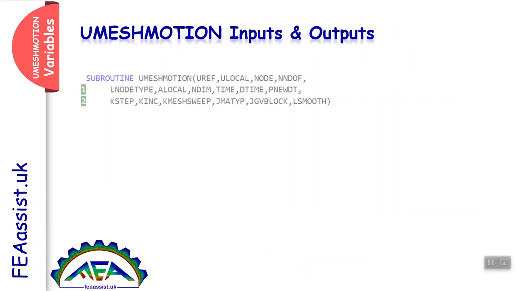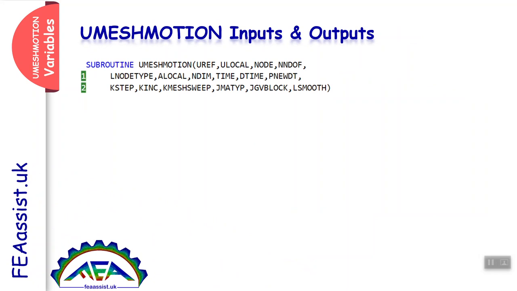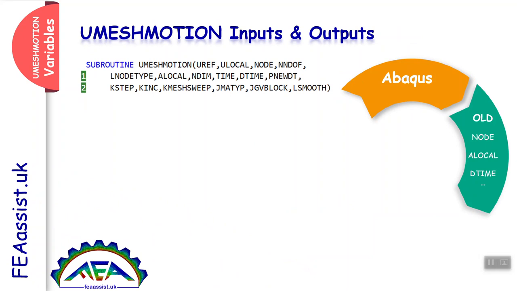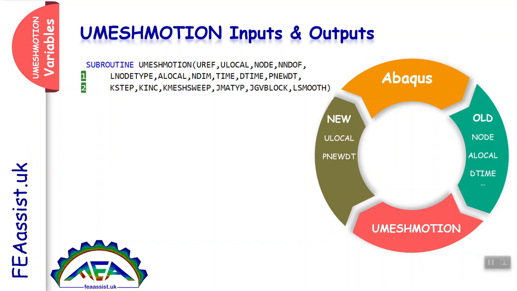UMeshMotion variables. UMeshMotion has some variables. Some of them are inputs. We need to get those inputs, process them, and export the results as output into Abaqus. In other words, Abaqus computes the nodes' positions, time, and other variables. We need to get these variables, process them in UMeshMotion, compute the displacement or velocity of the nodes in the X, Y, and Z directions, and return these variables to Abaqus. Abaqus again uses these variables to recompute the nodes' positions and all the necessary variables. This is how Abaqus and UMeshMotion interact with each other, which is necessary to understand well to write a well-working UMeshMotion subroutine.